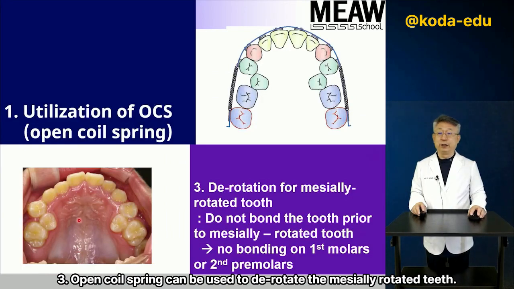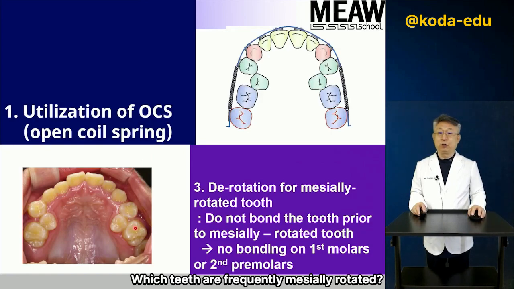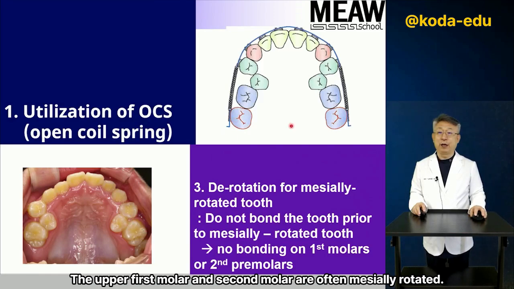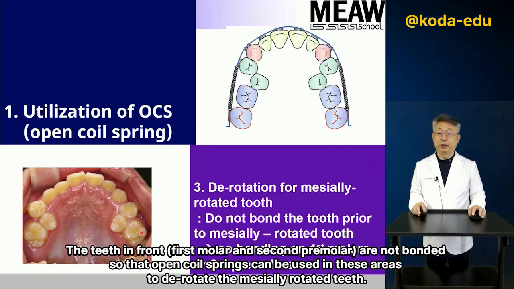3. Open coil spring can be used to derotate the mesially rotated teeth. Which teeth are frequently mesially rotated? The upper first molar and second molar are often mesially rotated. The teeth in front, first molar and second premolar, are not bonded, so that open coil springs can be used in these areas to derotate the mesially rotated teeth.